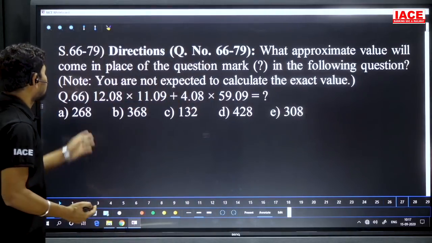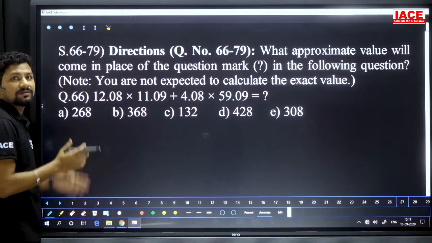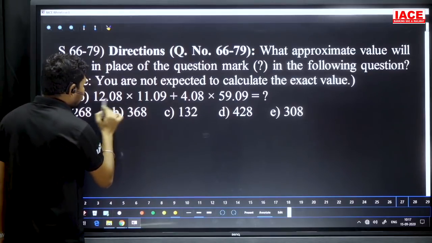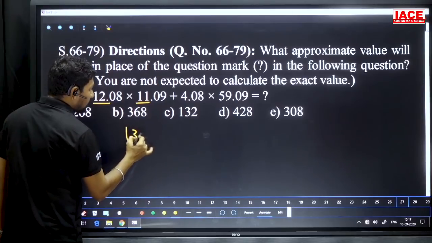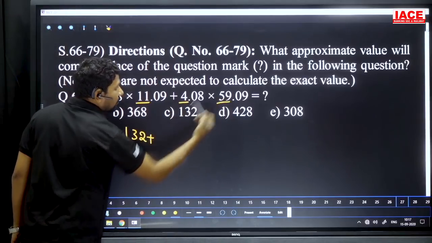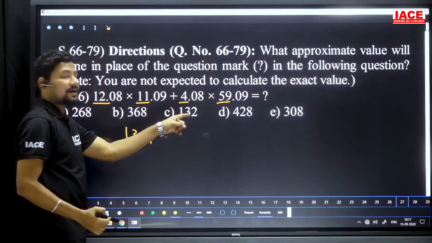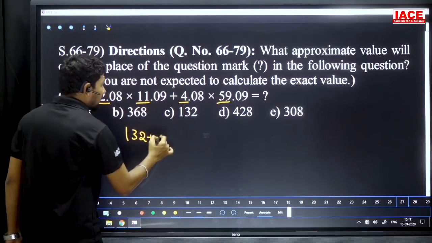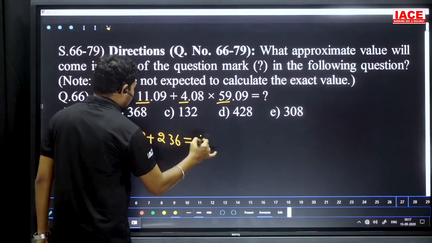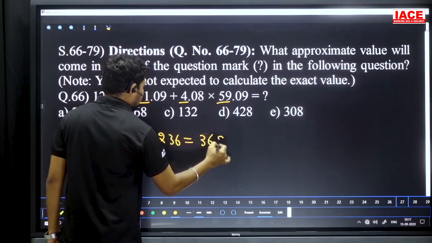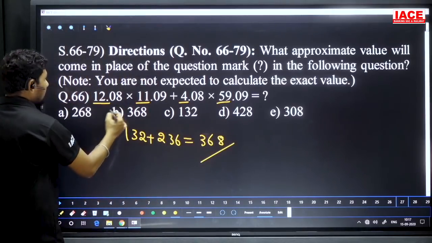And we have directions based on the simplification to approximation. We should solve it. 12 and 11 is equal to 132 plus 4 into 59. 4 into 60 is 240, but 4 will be left, so it is 236. Then finally the answer is 368. Then option B.